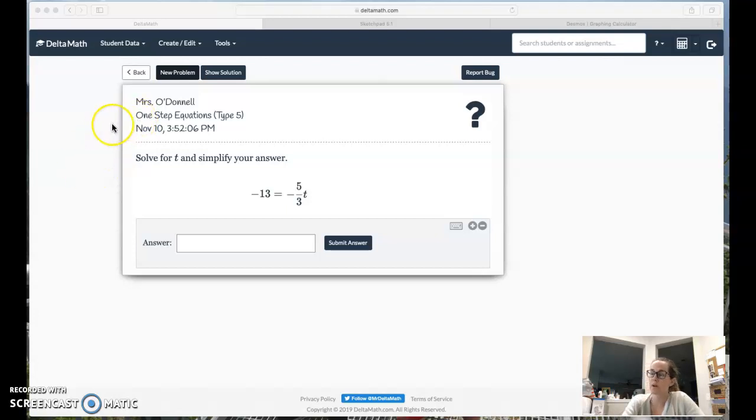All right, so now we're going to work on one-step equations type 5. It says solve for t and simplify your answer. Negative 13 equals negative 5/3 t.